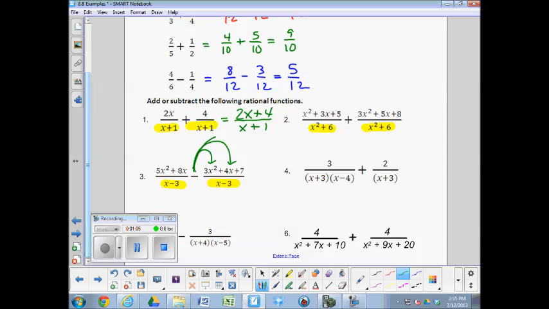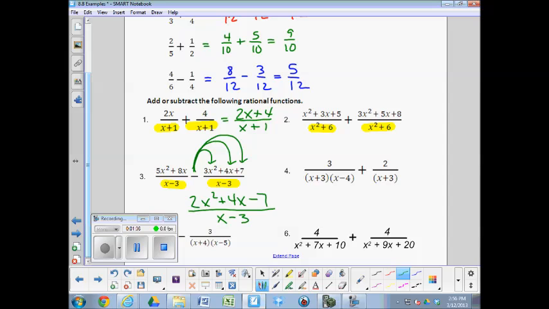In number 3, where the arrows are going here, I'm just reminding you to distribute that negative sign or that subtraction sign. So make sure you're doing 5x squared minus 3x squared, 8x minus 4x, and 0 minus 7, so that you get the correct numerator. So you get 2x squared plus 4x minus 7 on top, and then that common denominator x minus 3 on the bottom.